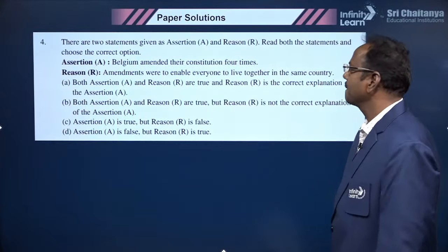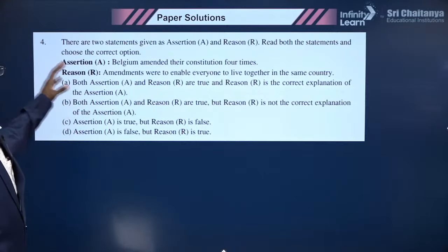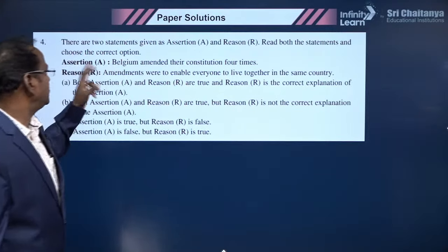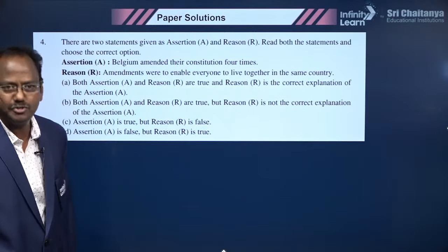The next one has two statements given. This is an assertion and reason type of question. The first statement, assertion A, is talking about Belgium.